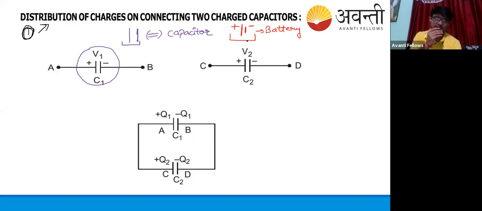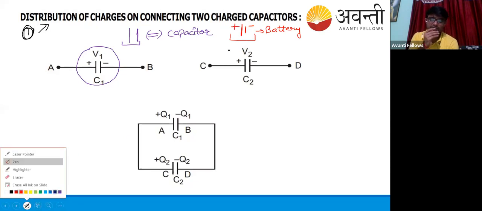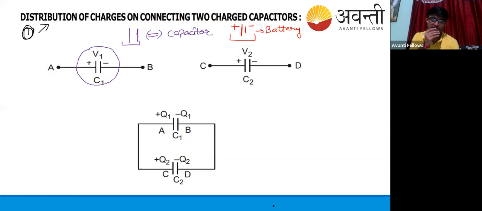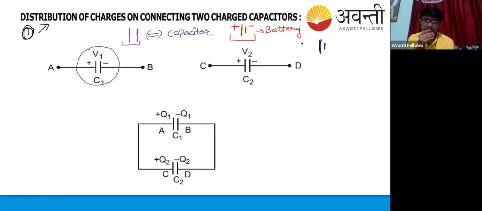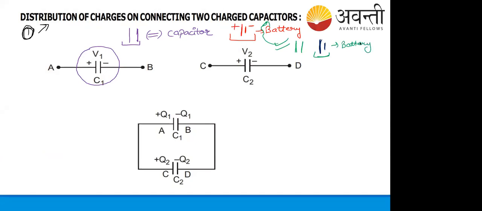See, the point of confusion is this: sometimes in exams the examiner may give a battery like this, but doesn't show the terminals, positive and negative, and the capacitor is also provided like this, side by side. So you have to watch carefully. It's an easy observation. If the lines are the same length, it is a capacitor. If the lines are different, 100% sure it is a battery. So don't get confused by the symbols.